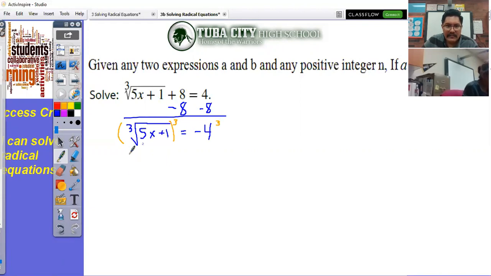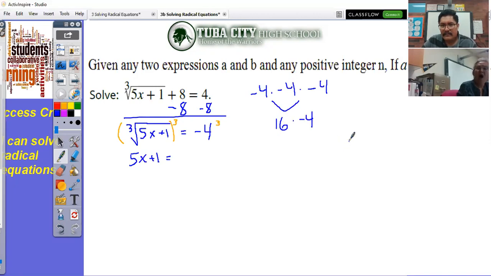And that should free up what I have under here. So 5x plus 1 equals, and here I end up with a weird thing, something we haven't seen before either until now. Negative 4 times negative 4 times negative 4. So I'm going to use a multiplication tree and multiply all these back together. So negative 4 times negative 4 will be 16, times negative 4, which is negative 64.